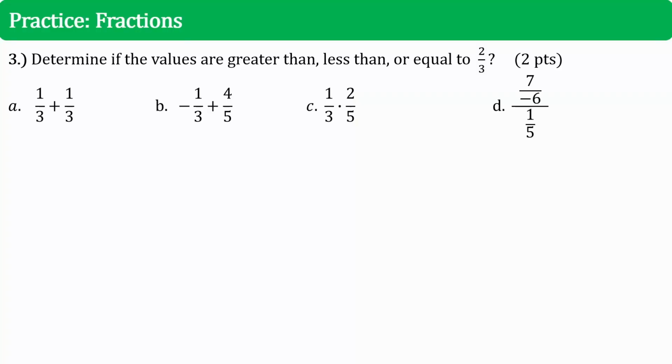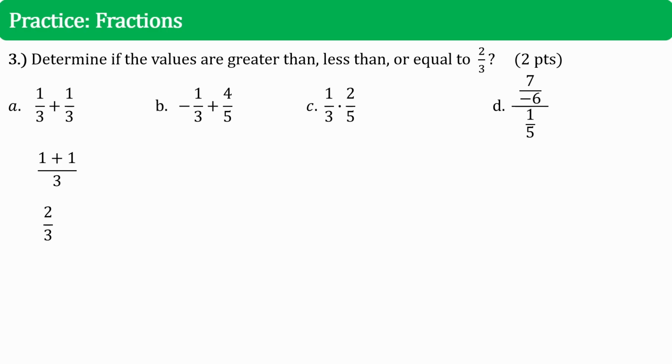Number 3, determine if the values are greater than, less than, or equal to 2/3. A, we have 1/3 plus 1/3. The fact that the denominators of 3 are the same for both fractions, we can just add the top and the bottom remains the same. 1 plus 1 on top and the 3 on the bottom remains the same. 1 plus 1 is 2 and the denominator of 3 remains the same.